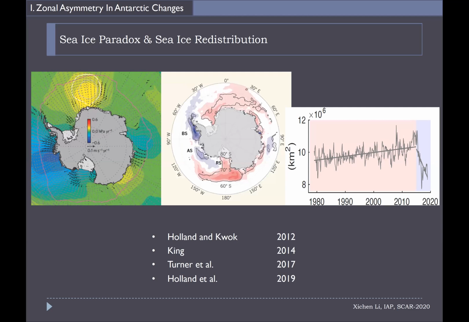So the sea ice changes experienced two different periods. Before 2014, the sea ice extent has been increasing slowly, with a redistribution between the Ross Sea and the Amundsen and Bellingshausen seas. But after 2015, the sea ice extent decreased suddenly. Our work is mainly about the first part, before 2015.